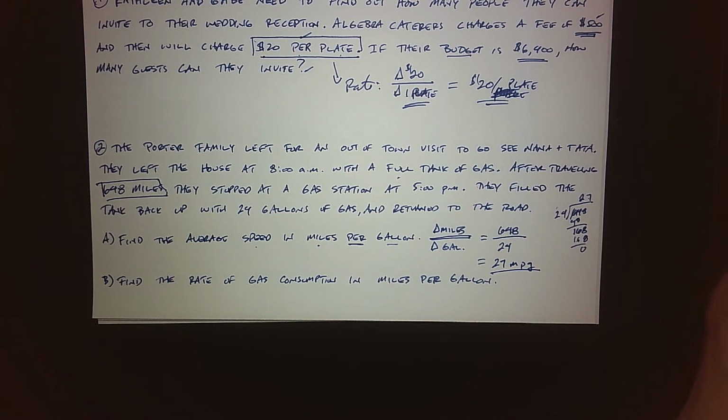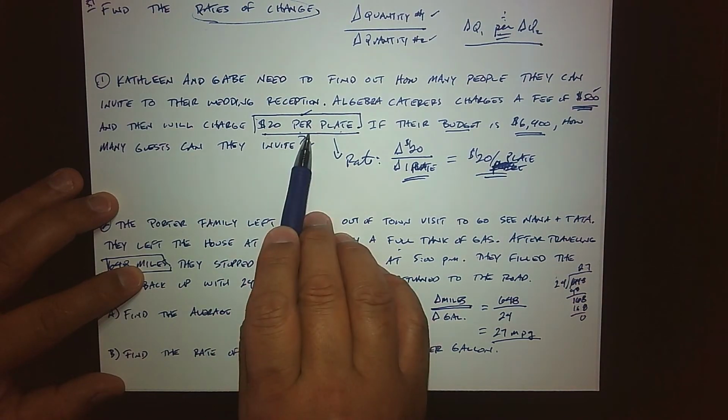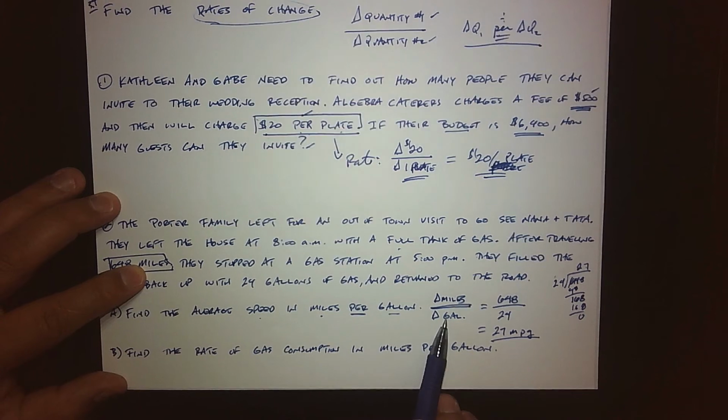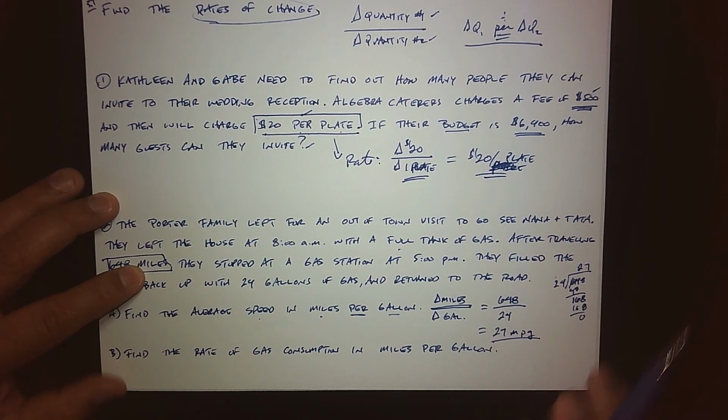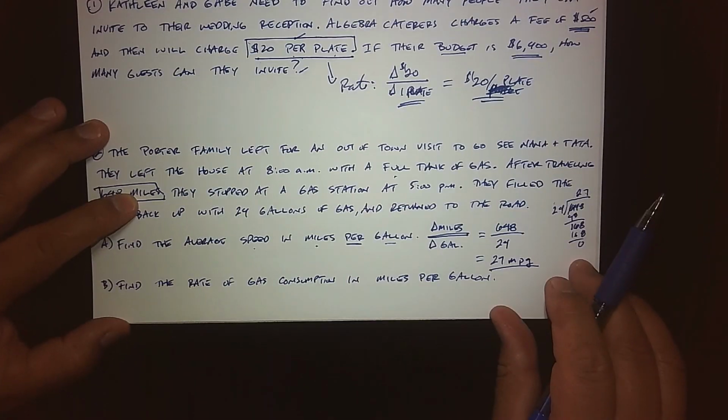So we had to work a little harder to find the rate of change in this situation because the numbers weren't given. There wasn't any language telling me that. We had to build the rate, then fill in the numbers, and then do the math. So sometimes it gets a little more difficult.